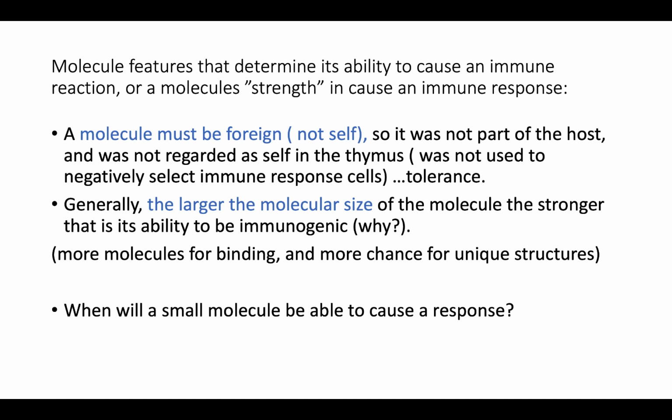When I train my cells to know self, the way I do it is I train them to recognize all my own proteins. If they meet anything else other than this, it is not me. Go ahead and react to this. If you react to mine, then I will kill you. That's basically the way we stop autoimmunity.